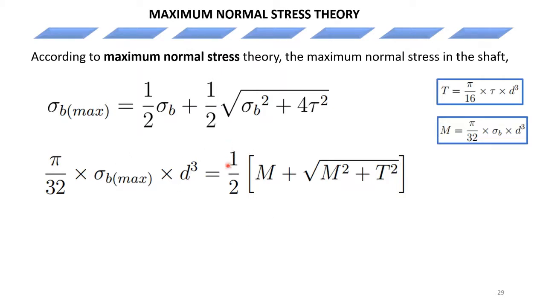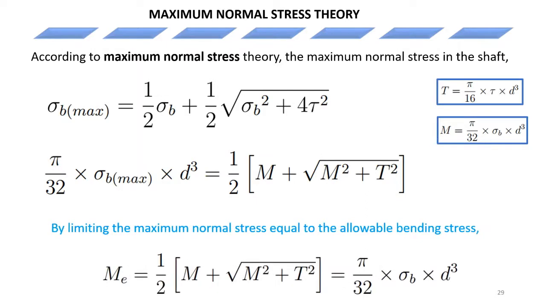Again, this one here is what we call the equivalent bending stress or moment. All right, so equivalent bending moment. So this equivalent bending moment here is equal to the expression that we have here, pi on 32 times the bending stress times d cube, and that is obtained by limiting the maximum bending moment to the allowable bending moment.